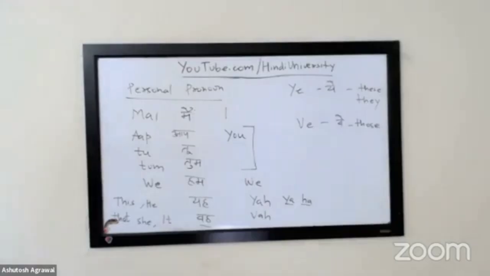Now let's look at personal pronouns in Hindi. मैं is I, आप is you. Use आप for a formal you. Tu is informal, it's also you. Tum is semi-formal, that's also you. We is hum; he, she, and it is वह, but colloquially, people say wo. And ye is these, we is those.